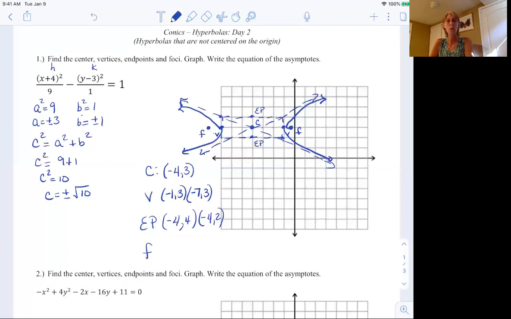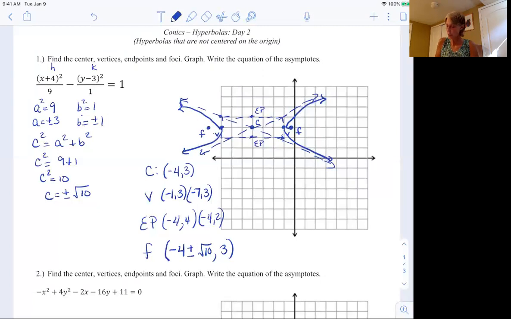There's my focus. The ordered pairs: I started at -4 and I went to the right and to the left radical 10 units. And the y value of each ordered pair is still 3.